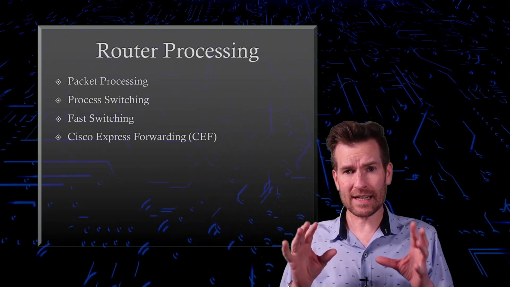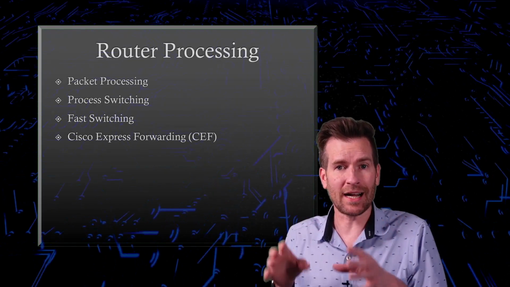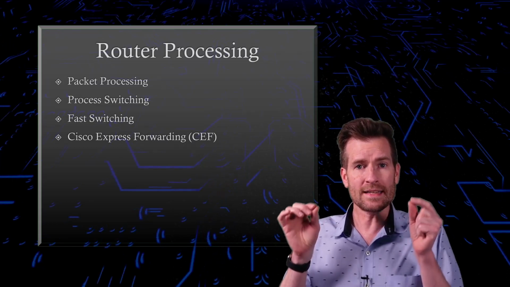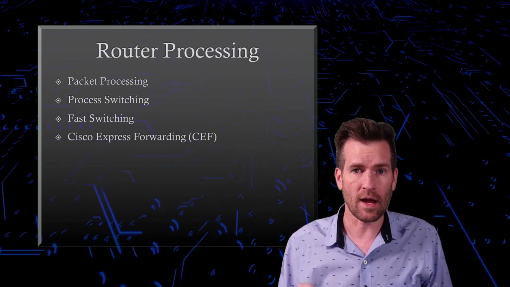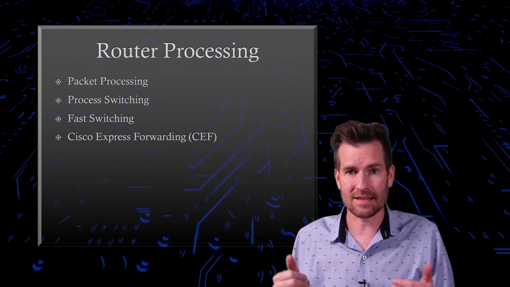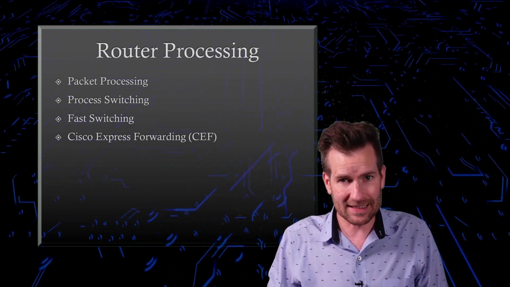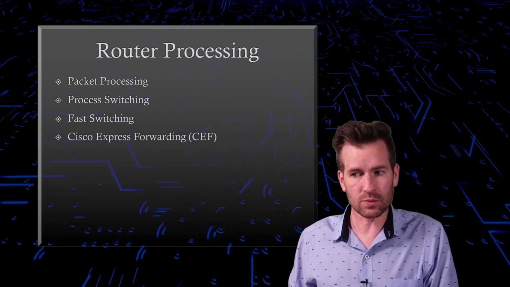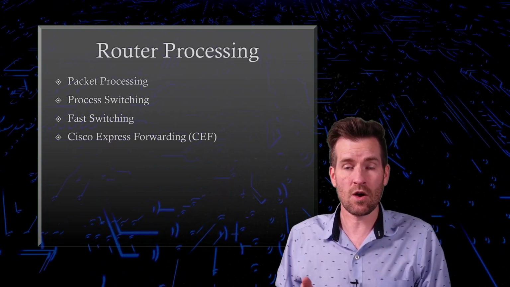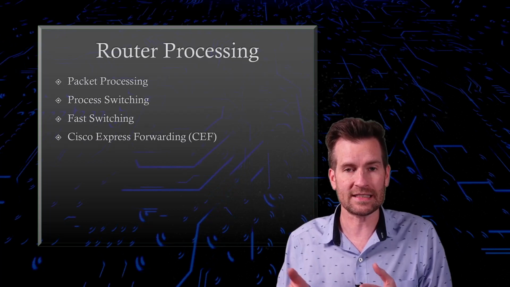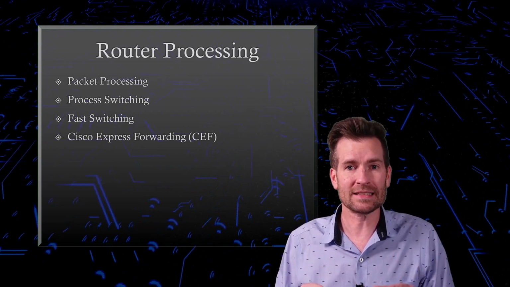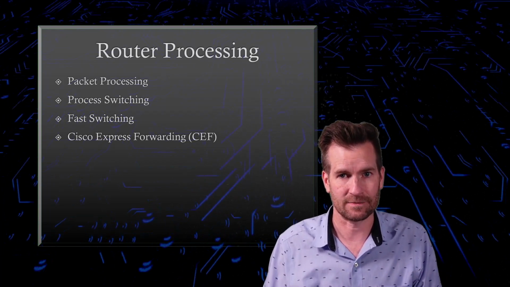In this video we're going to take a look at how a packet gets processed by a router. We're going to take a deep dive into 3 different ways that a router can process this information. Specifically, we're going to look at how it uses process switching, how it uses fast switching, and how it uses Cisco Express Forwarding, or CEF, to process these packets faster.